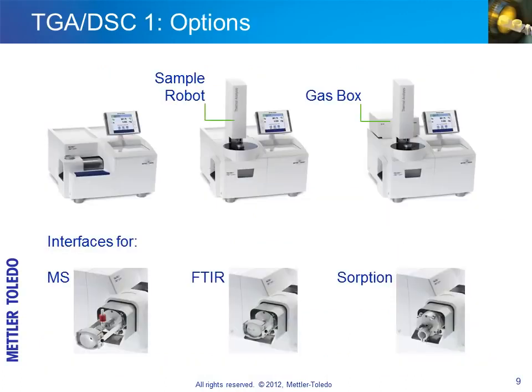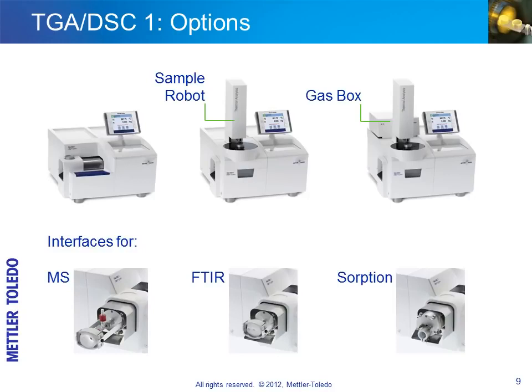The TGA DSC-1 can be fitted with optional accessories for specific applications. The upper part of the slide shows 3 different versions of the TGA DSC-1. The standard version includes the Smart Sense terminal, shown on the top right-hand side of all 3 instruments. The picture in the middle shows an instrument fitted with a sample robot. The robot can process up to 34 samples, even if every sample requires a different method and a different crucible.